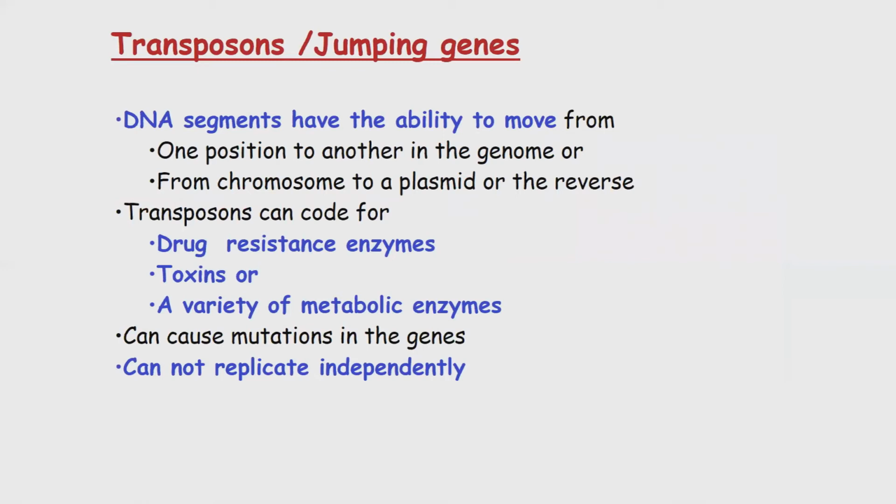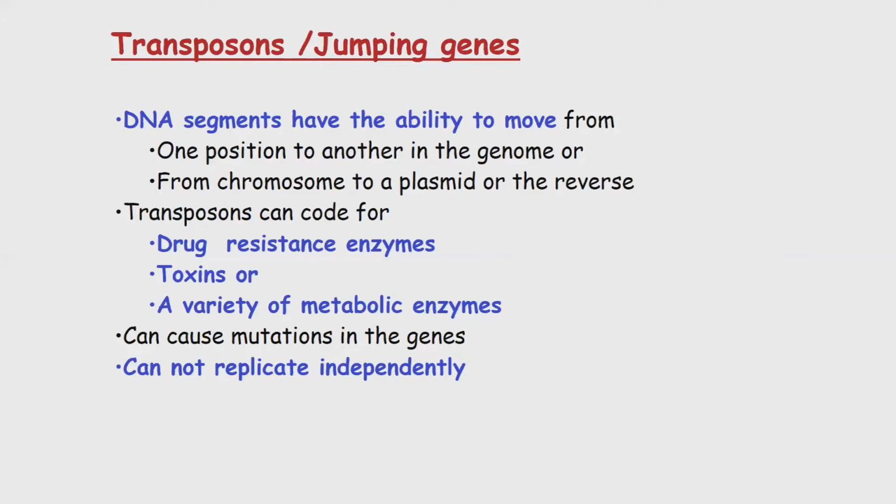So what we need to know about this is that they have the ability to move from one position to another. They can jump from chromosome to plasmid or the reverse. We have seen that. Kudos to them for jumping. And they can code for what they carry. Why is this important? Because they carry the code for drug resistance enzymes or toxins or a variety of metabolic enzymes. So basically, they also are like secret weapons that can be transferred from one position to another, like plasmid. They also send the secret weapons for drug resistance enzymes, toxins, and metabolic enzymes. So bad news for us.